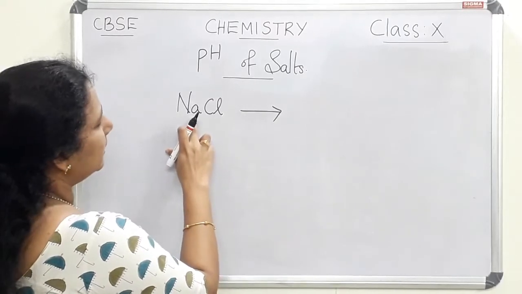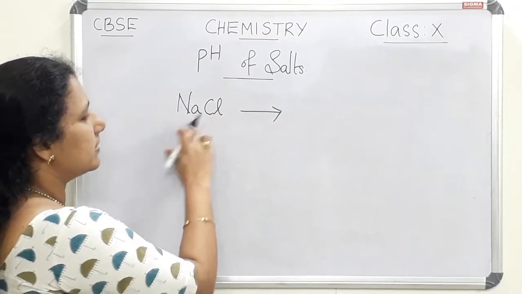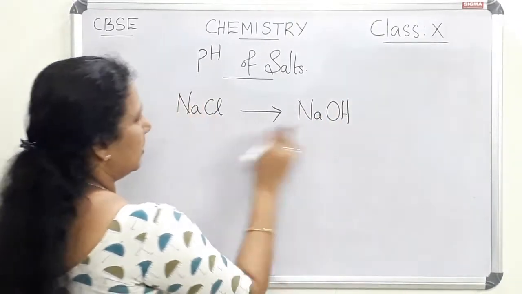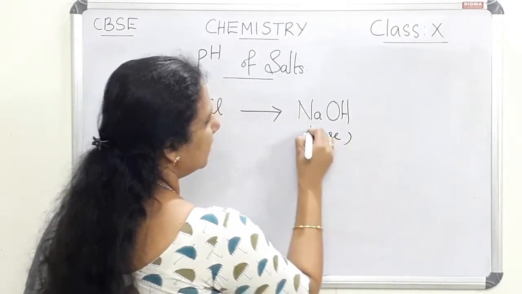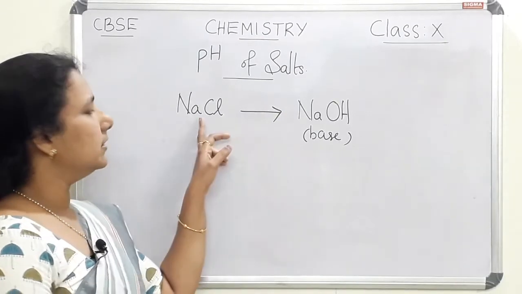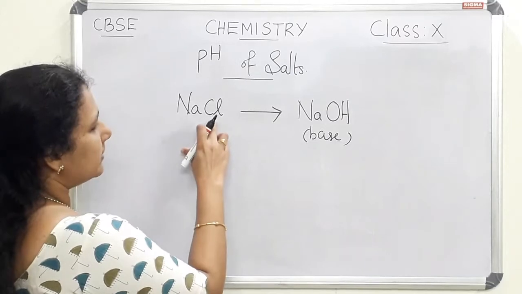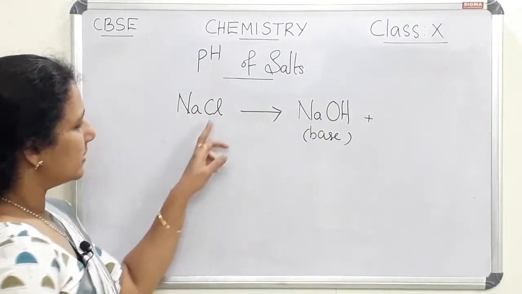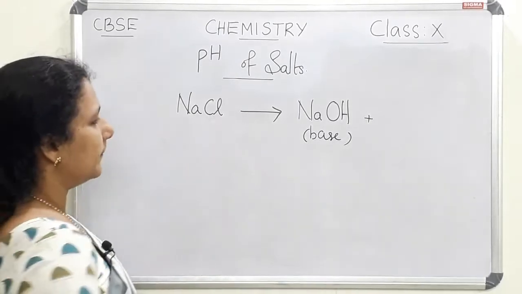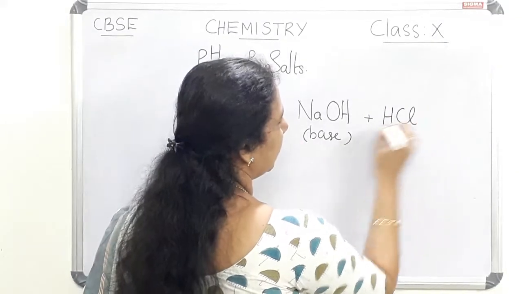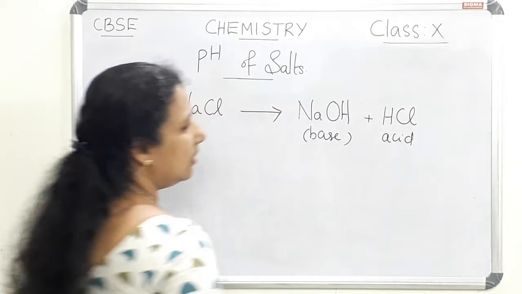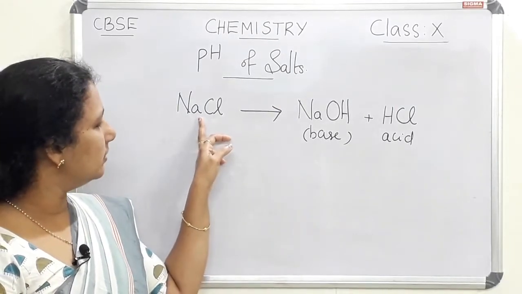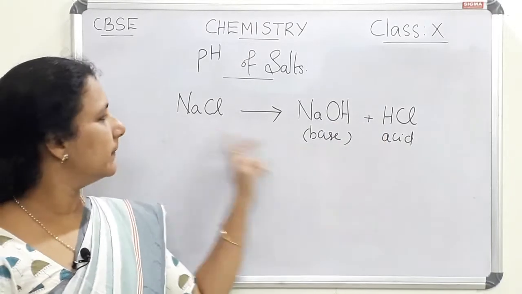formula. So when looking at this formula, NaCl, the metal part is sodium, and that metal hydroxide, sodium hydroxide, is the parent base from which this salt is formed. And the acid is actually hydrochloric acid, since chloride here is a negative part, and we know that that is coming from hydrochloric acid. So the acid from which this salt is formed is hydrochloric acid.